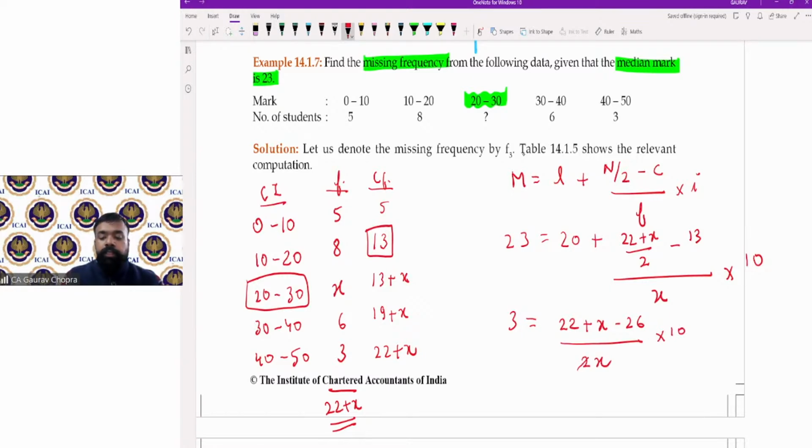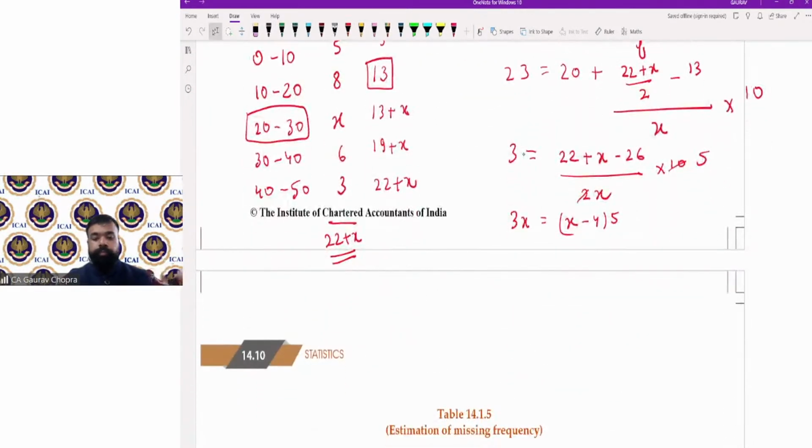So it will get cancelled. So 3x is equal to how much we are getting? X minus 4 multiplied by 5. Now simplify. 3x equal to 5x minus 20. So 2x is equal to 10. X is equal to 5.